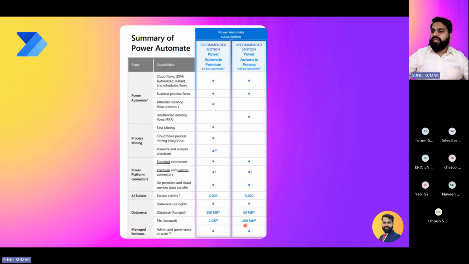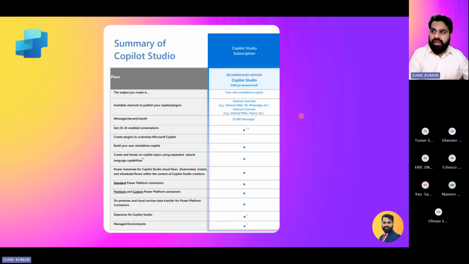Managed environment, they will be able to have the administration and governance access. This is quick information about the Power Automate subscriptions which are available. Now we will come to the next one, which is Copilot Studio.